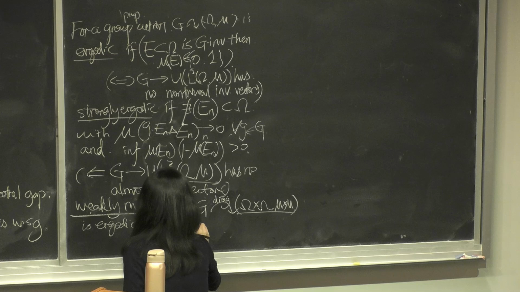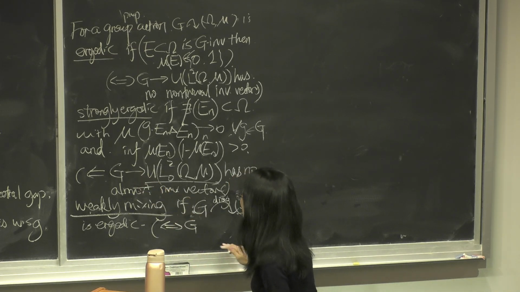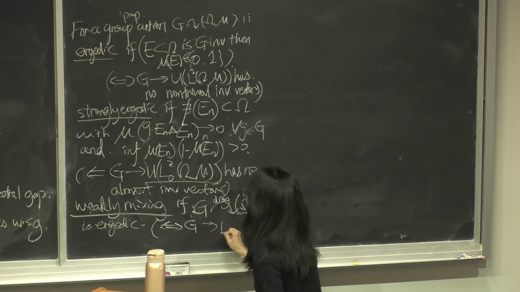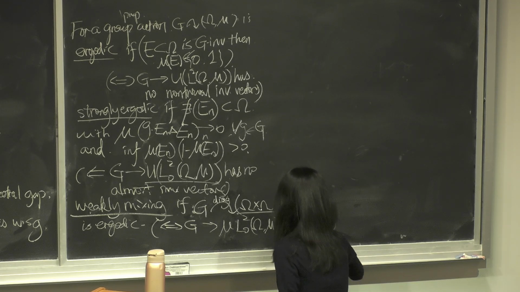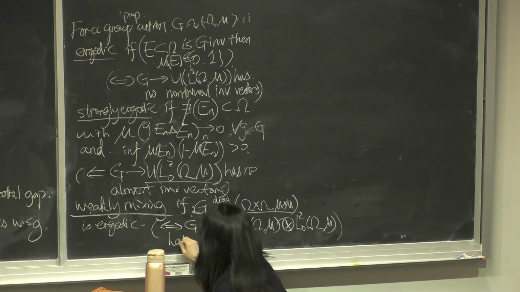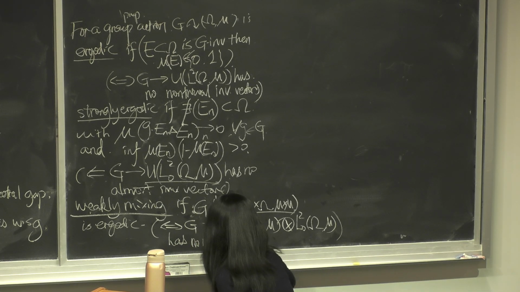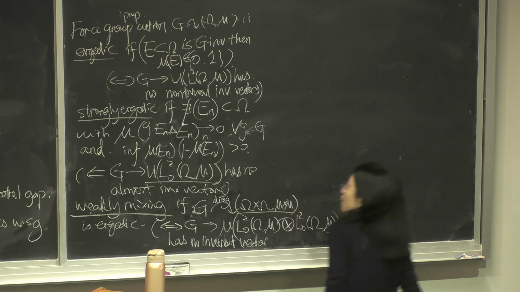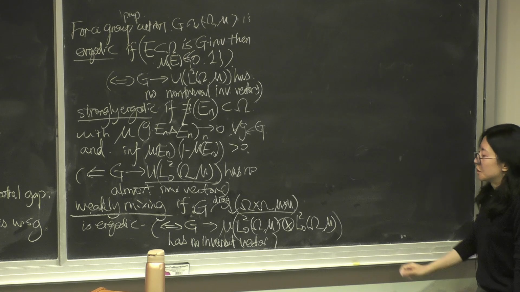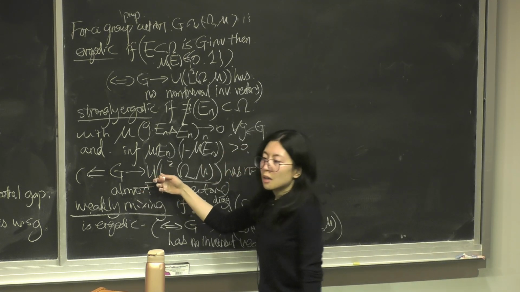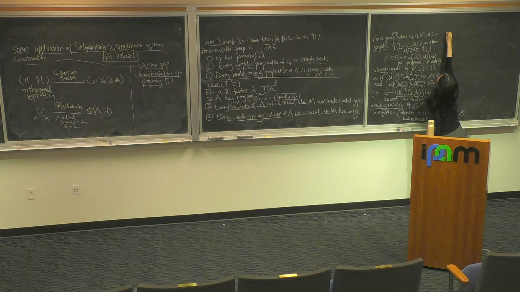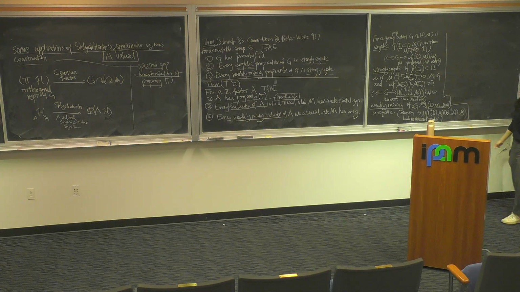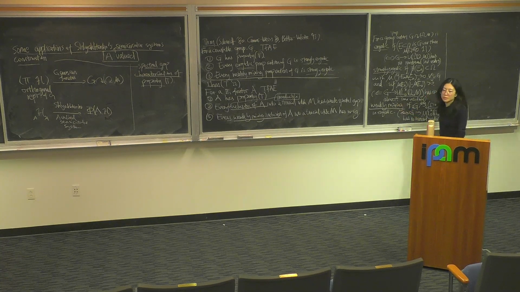that it's the same as saying that this tensor has no invariant vector. Or you might know that this just means that the original representation has no non-zero finite dimensional subrepresentation. And that is the definition of weak mixingness for a representation.